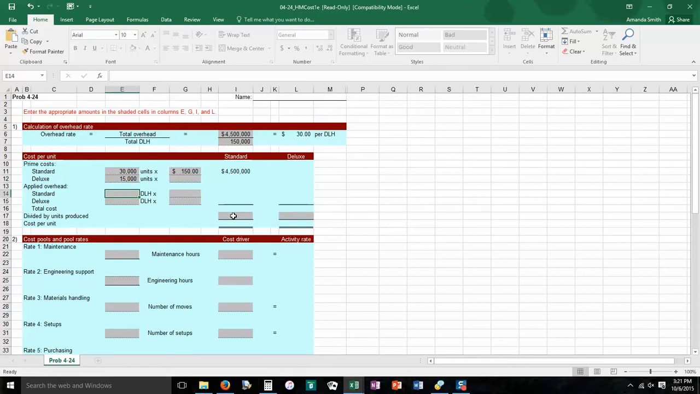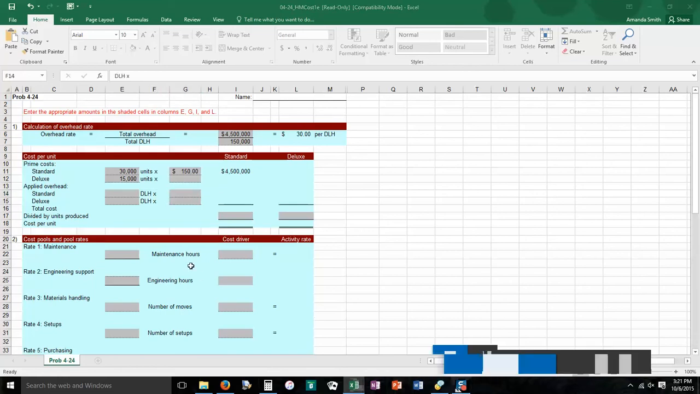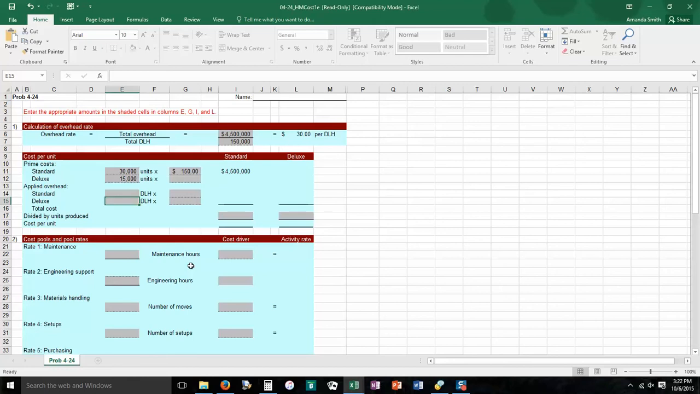For the overhead, we know it's $30 per hour. Oops. Let's see. Sorry, my handwriting's a little scribbly. So, let's see. Okay, sorry about that. Had trouble reading my own chicken scratches.